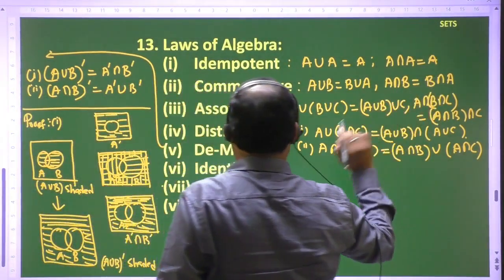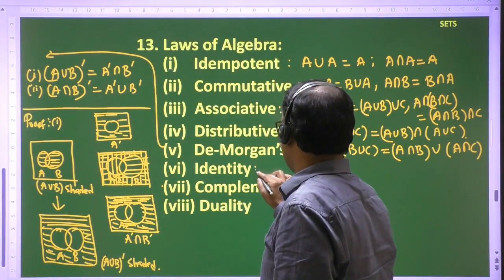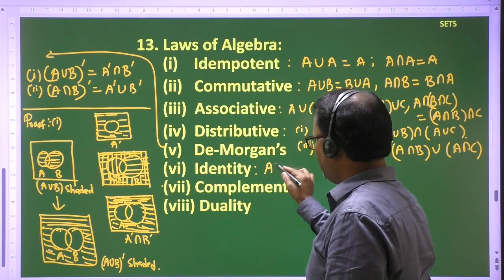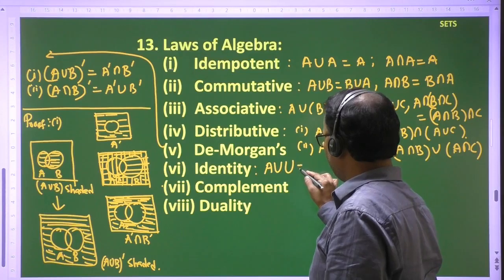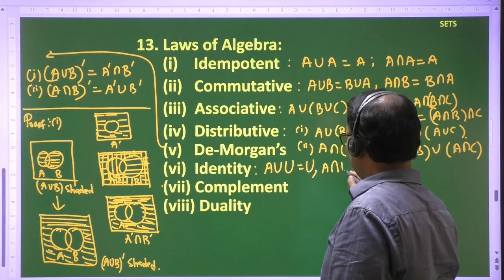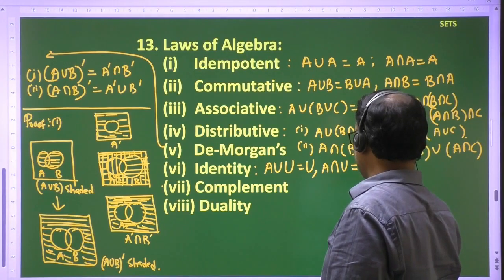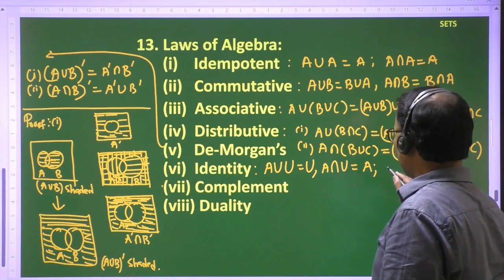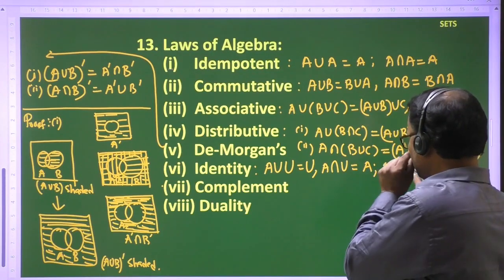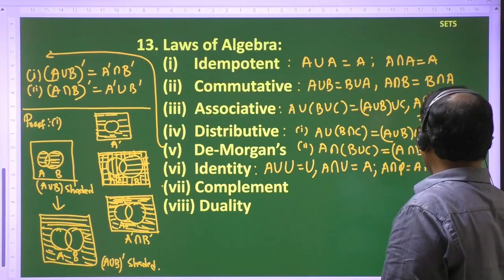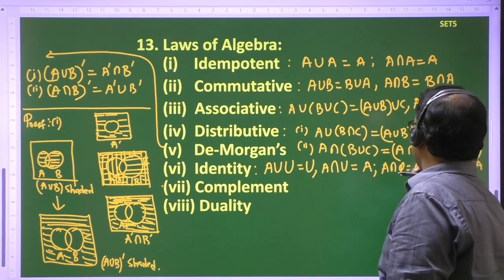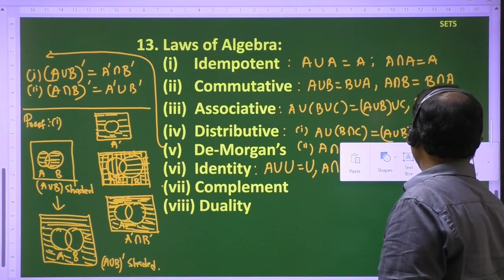Now coming to the identity laws. If you take the universal set U and any set A, after taking the union you get U. Any set A intersection with the universal set, you get the same set A. Now if you take phi, A intersection phi is phi, because phi is the subset of every set. A union phi, you get A, because between A and phi, the smaller one is phi.